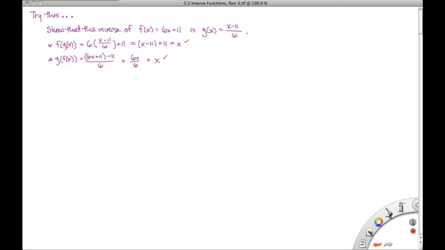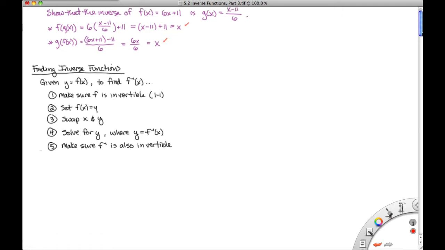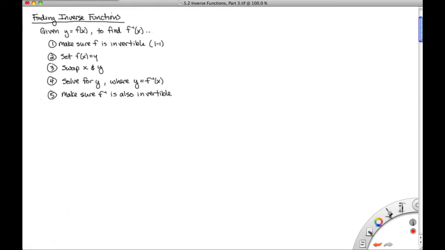So what we're going to do next is look at another way that we can approach finding inverse functions, and this is a more systematic algebraic approach to finding inverses of more complicated functions. There's a nice method that we can follow to do this. This is going to be the method we use in these videos to help us find inverse functions.